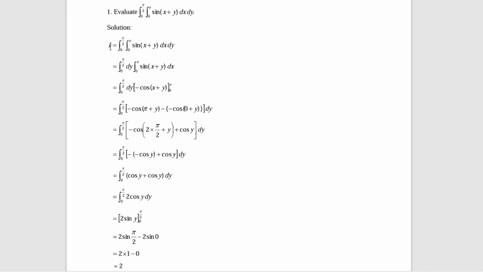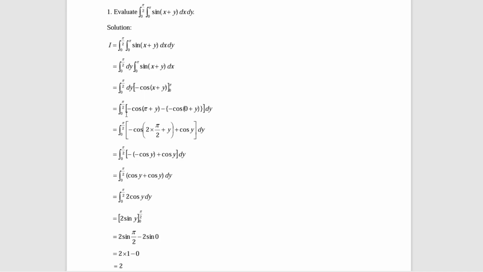At first let us assume it as I, then we have to do integration of inside part. So let us separate the left integration part, we just separated. Now we will do integration of this part, and we know integration of sine x gives us minus cos x. So integration of sine x plus y gave us minus cos x plus y. So in the next line we just put the value of upper limit and lower limit.